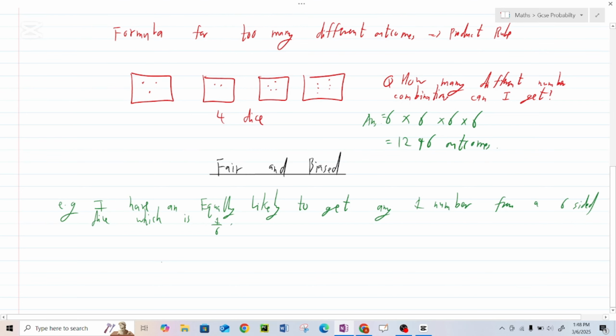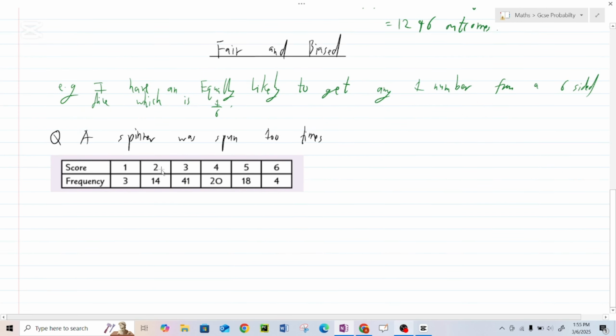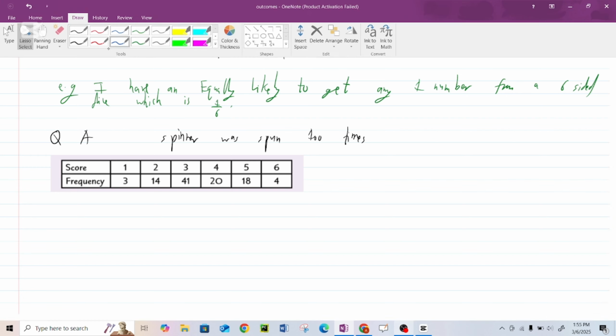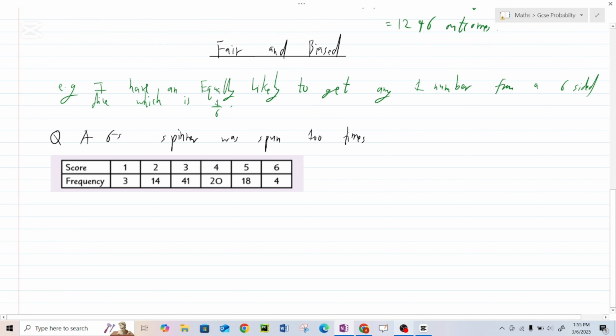Okay, let's say I have a question here. A spinner was spun 100 times, and these are our scores. I'm going to explain what frequency is, but let me first pick this up. A six-sided spinner is a more accurate term here. Okay, so I can get 6 different scores here: score 1, score 2, score 3, score 4, score 5, and score 6.